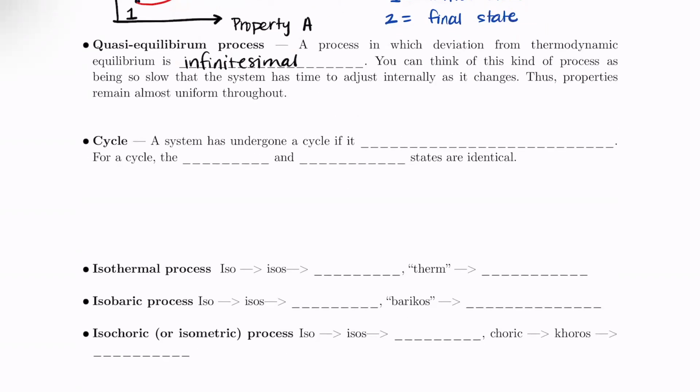We will also study cycles in this class. So a system has undergone a cycle if it returns to its initial state at the end of the process. All right, so for this to count as a cycle, the initial and final states have to be identical. It's the same state that you're starting and ending with.